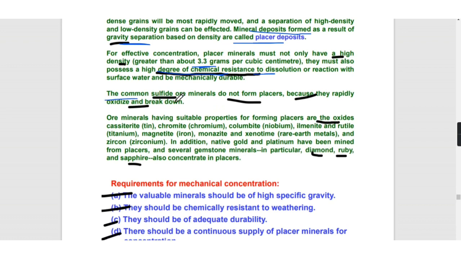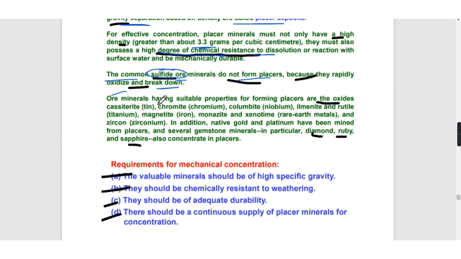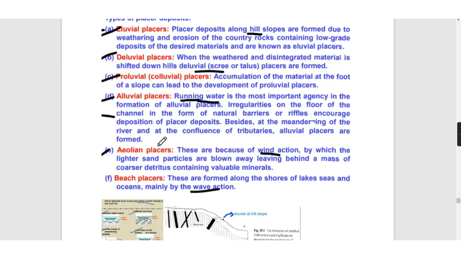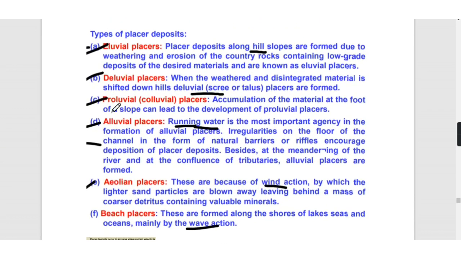The common sulfide ore minerals do not form placers, because sulfide ores oxidize quickly and break down. So the requirements for mechanical concentration are: high specific gravity, chemical resistance to weathering, adequate durability, should not oxidize or break down by chemicals, and there should be a continuous supply of placer mineral for the concentration. What are the various types of placer deposit?